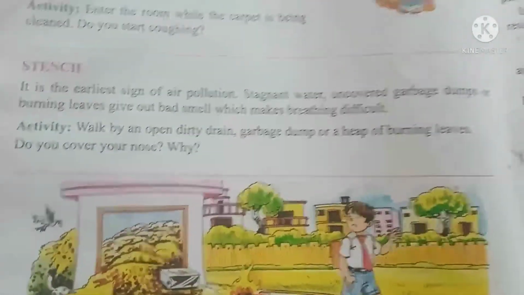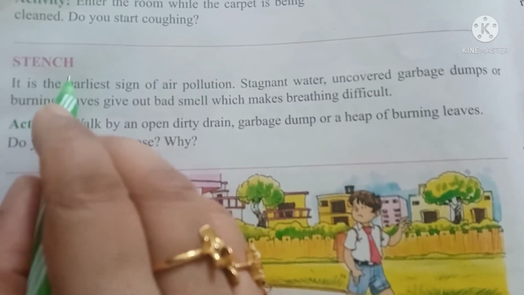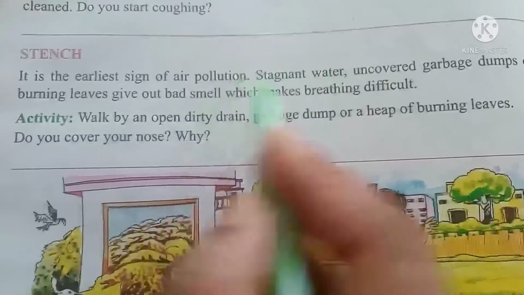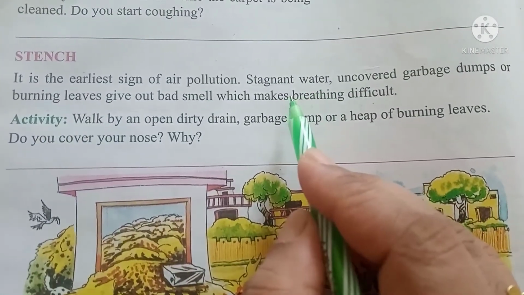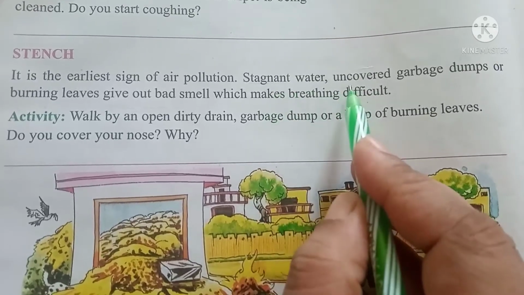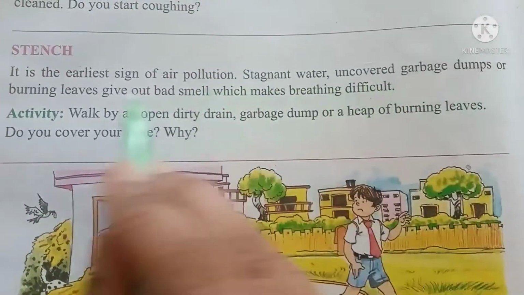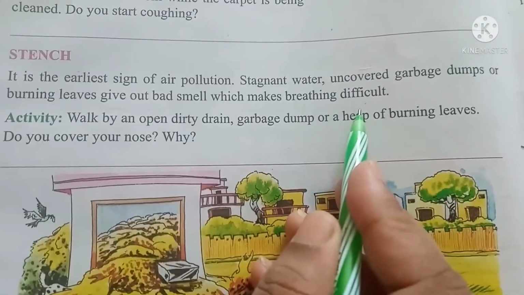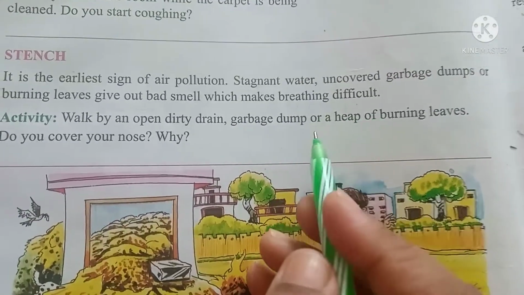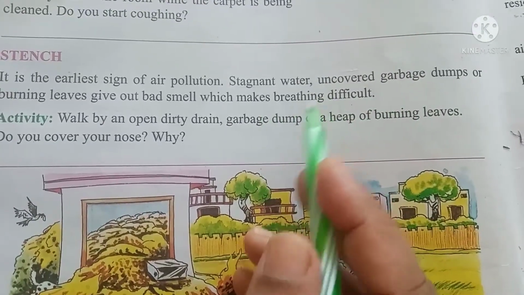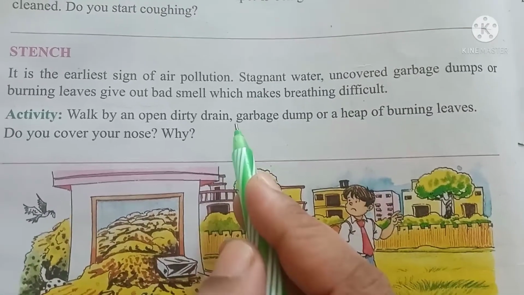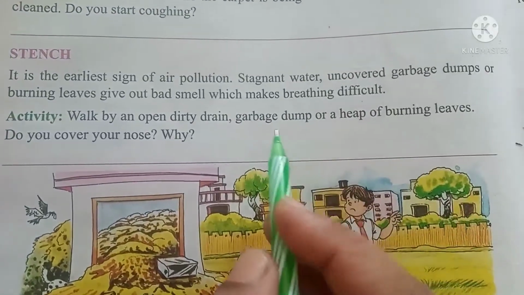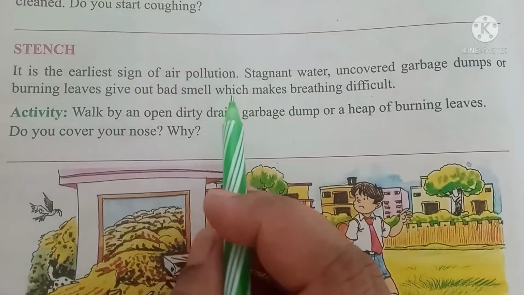Now let us move to the stench. Stench means bad smell. It is the earliest sign of air pollution. Stagnant water means water that is not flowing. Uncovered garbage dumps or burning leaves give out bad smell, which makes breathing difficult. And if we breathe this polluted air, we may fall sick.